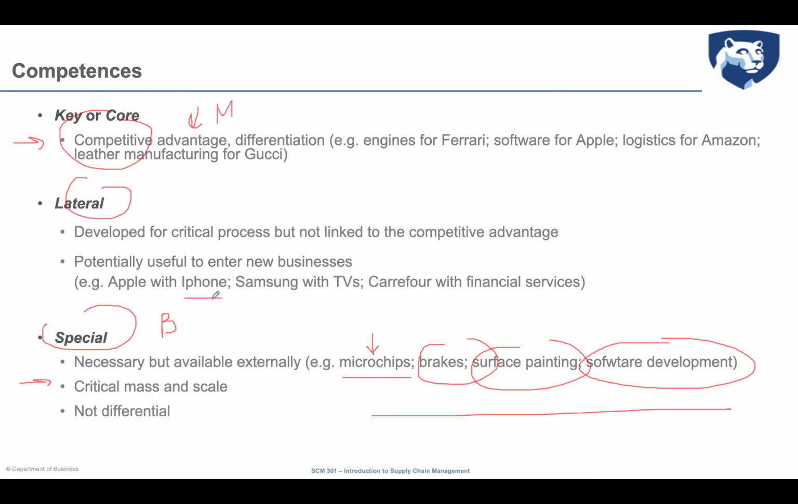So make and buy. With lateral, you have to evaluate. So if the competence is lateral but is really strategic to develop a future business, you will make this internally. If not, you can stick with externally.